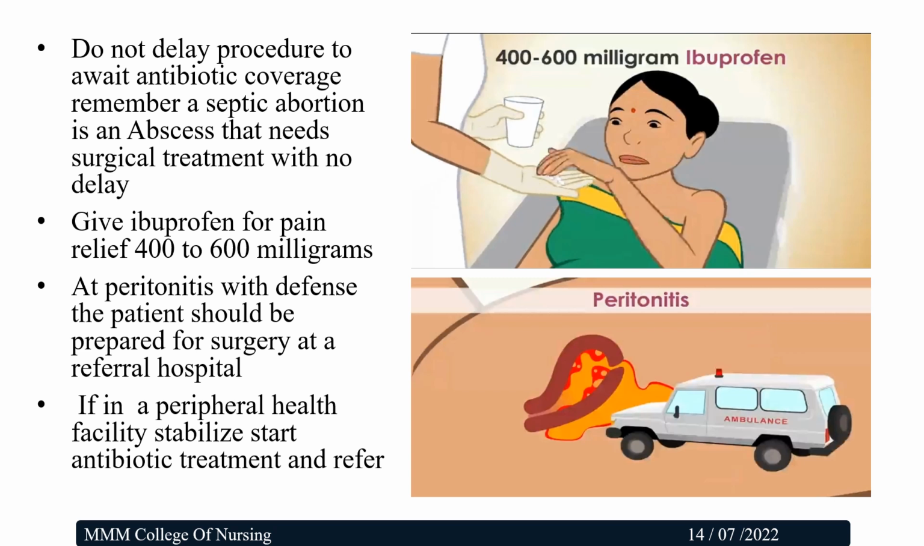So if you see signs of peritonitis, then the woman should not be treated in the peripheral facilities. She should be transferred to a main hospital, and there they have to do the laparotomy, opening of the abdomen, and draining all the content. If in a peripheral health center facility, start the antibiotic treatment and refer. So stabilize means you have to establish the airway and the fluid, and you have to start the antibiotic treatment, and along with that immediately refer to do the laparotomy.